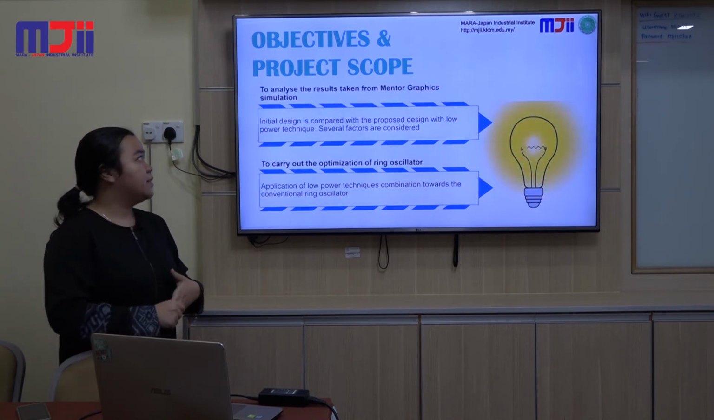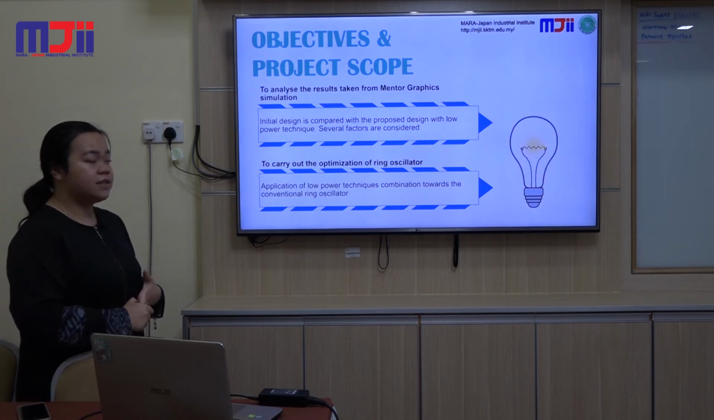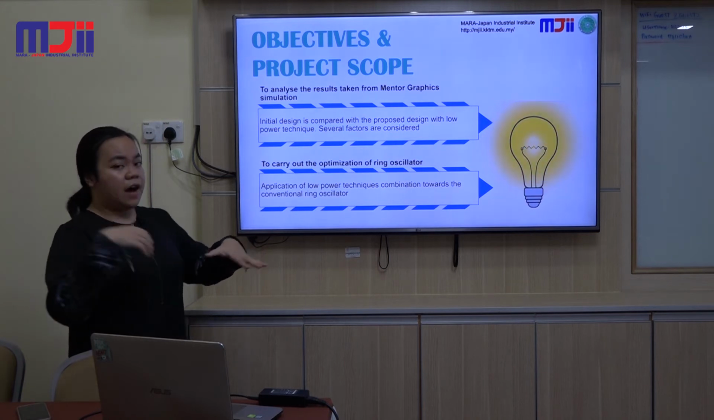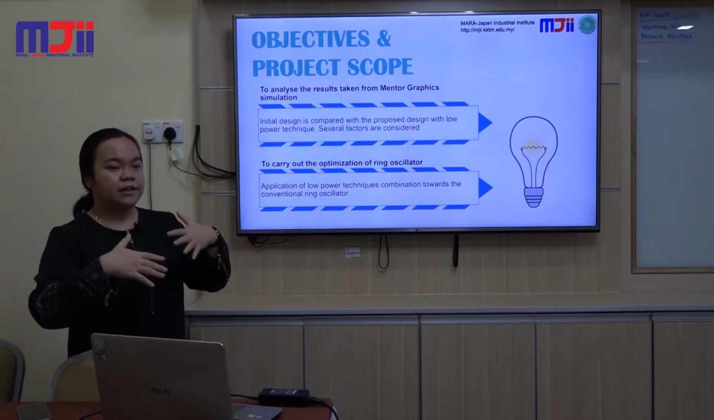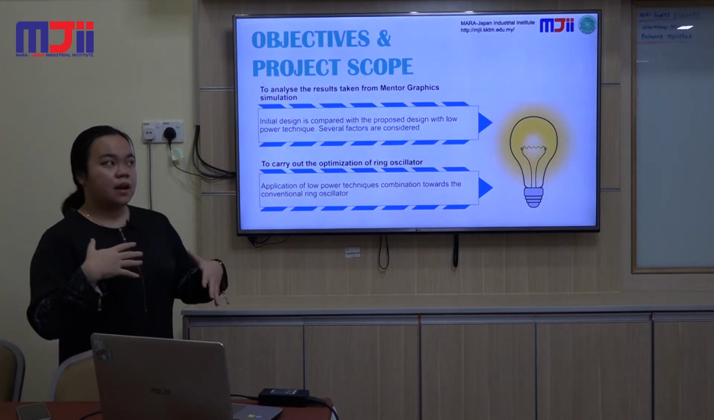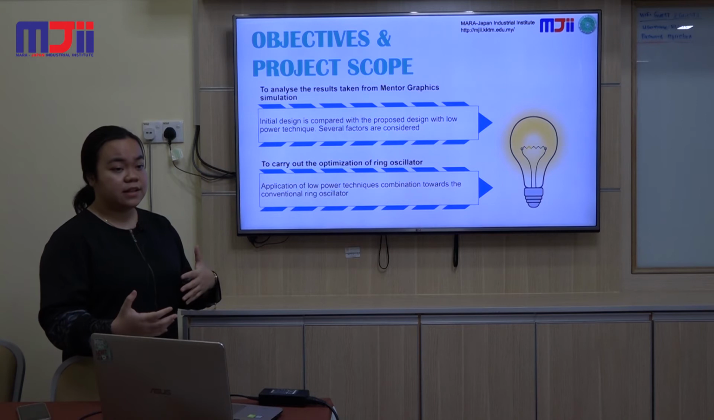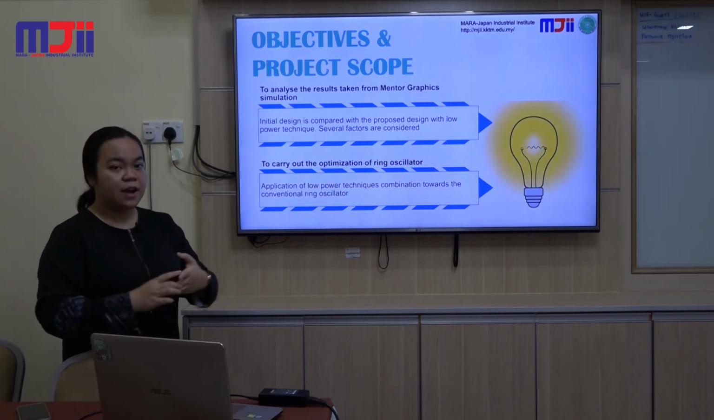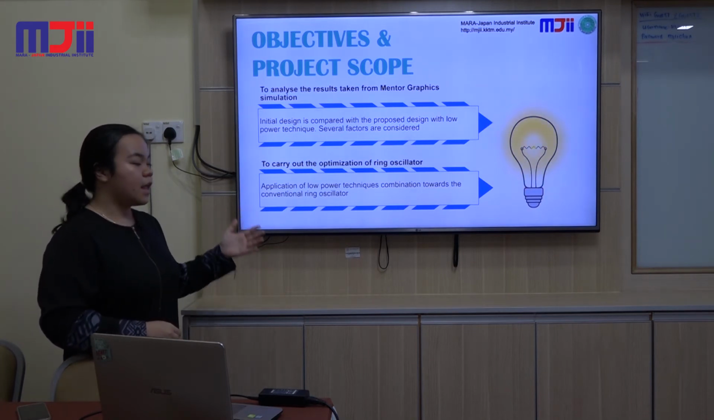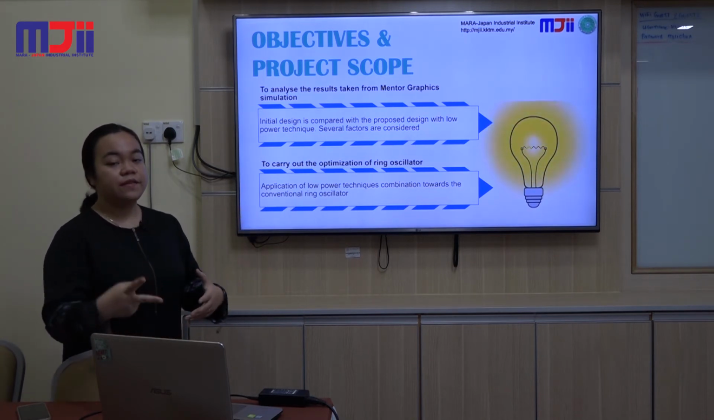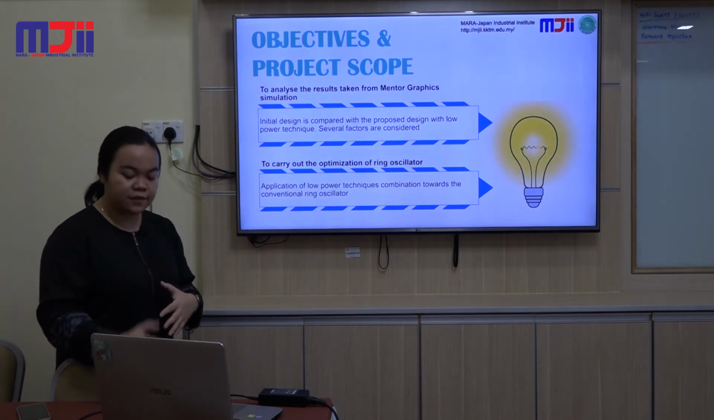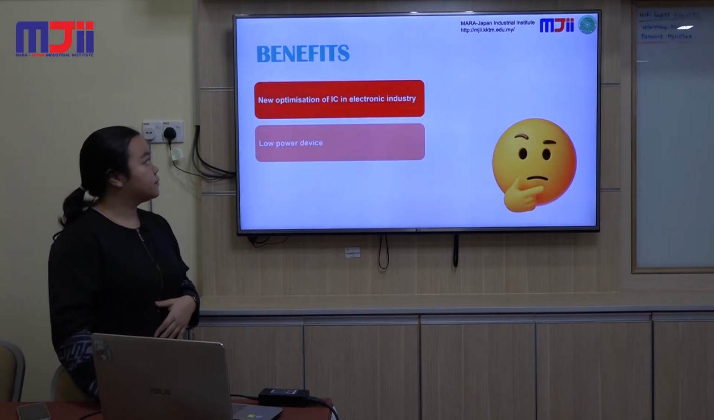Thirdly, my third objective is to analyze the results taken from the Mentor Graphics simulation, which means that after I do my simulation, I revise the parameters, I analyze the parameters, and I see what I want and the factors that are considered. Lastly, I will carry out the optimization of the ring oscillator. Optimization means that I take 2 different types of technique and I combine them, and that is basically my main goal, my main objective in this project.